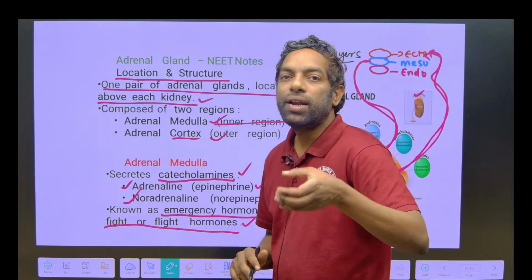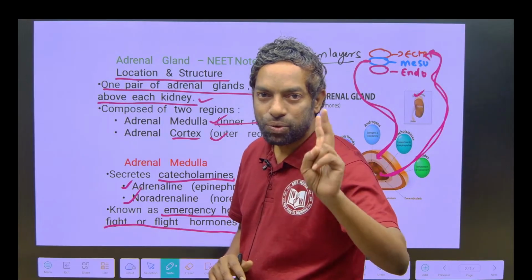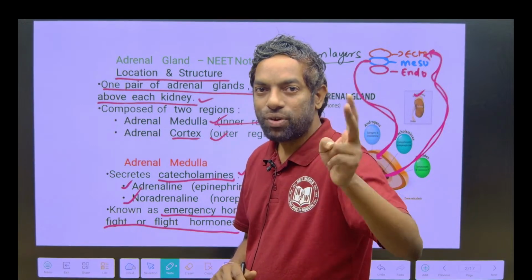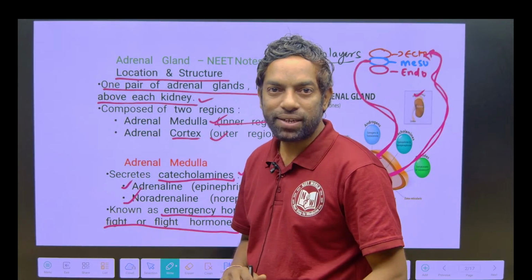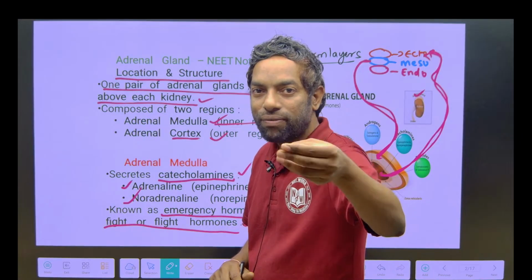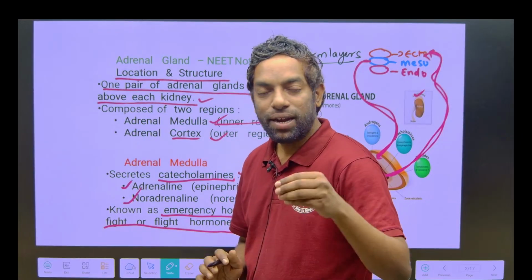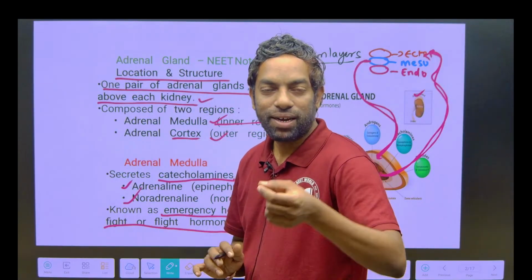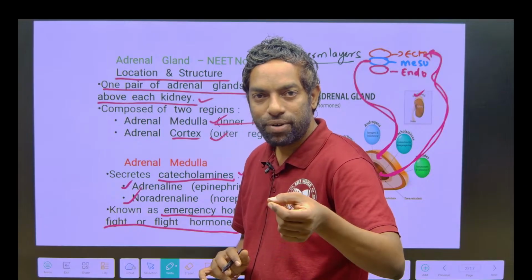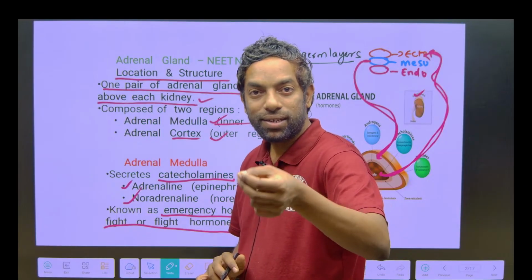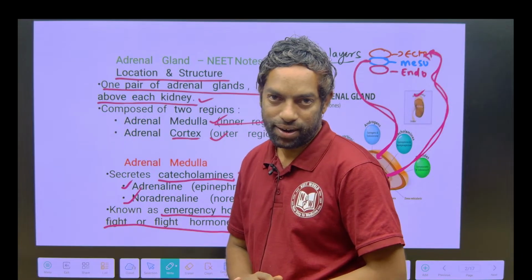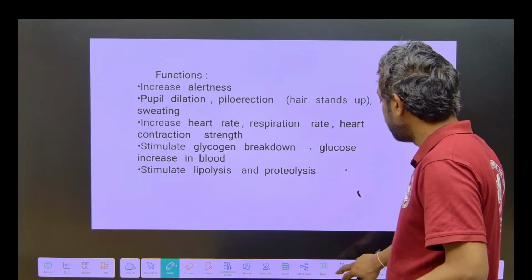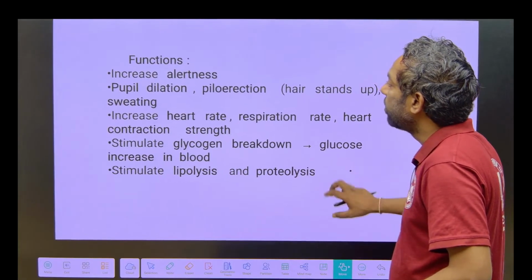The adrenal gland is located above the kidney. It has two parts, the medulla and the cortex region. They originate from two different germ layers and secrete two different kinds of hormones. The adrenal medulla secretes catecholamine hormones, that is epinephrine and norepinephrine, which we can call adrenaline and noradrenaline. Now the functions of these.